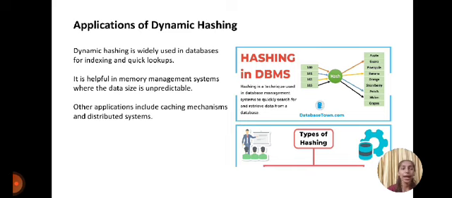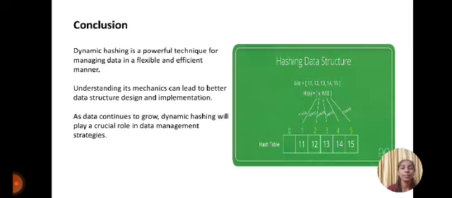Applications of dynamic hashing. Dynamic hashing is widely used in databases for indexing and quick lookups. It is helpful in memory management systems where the data size is unpredictable. Other applications include caching mechanisms and distributed systems.